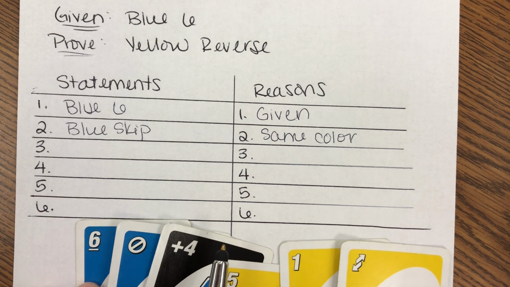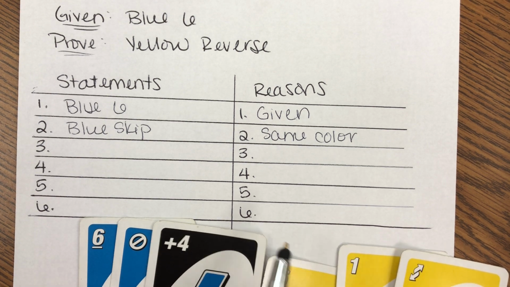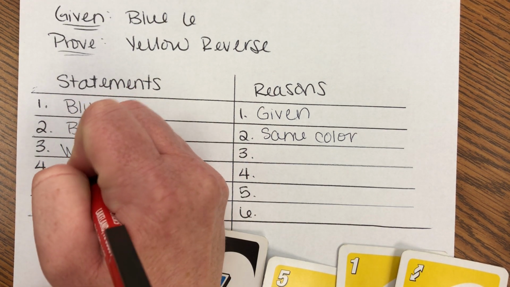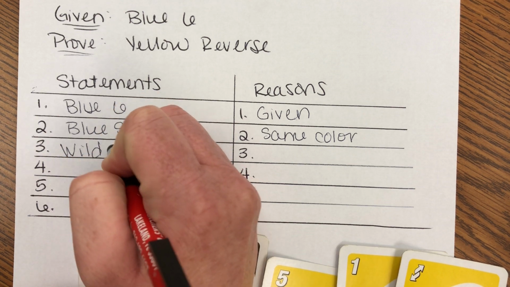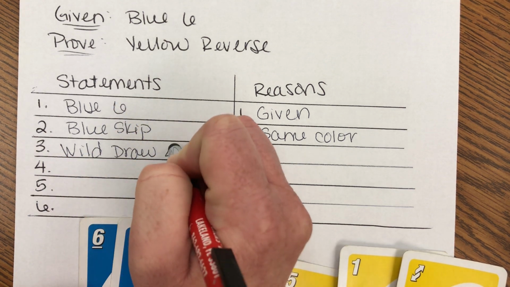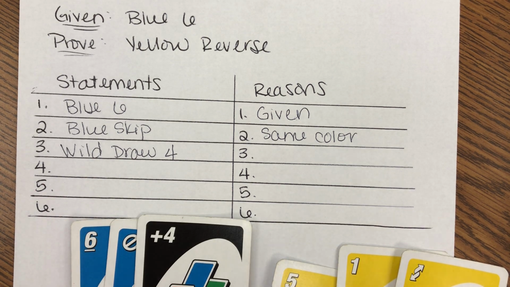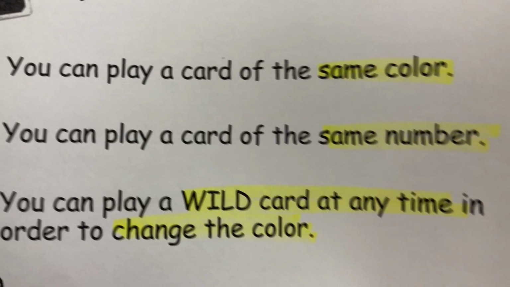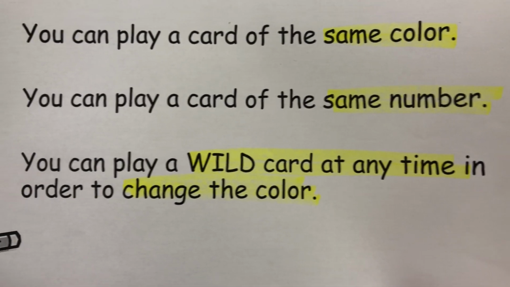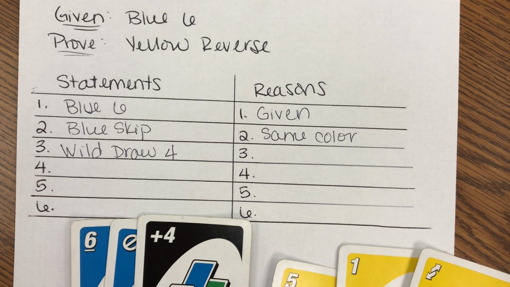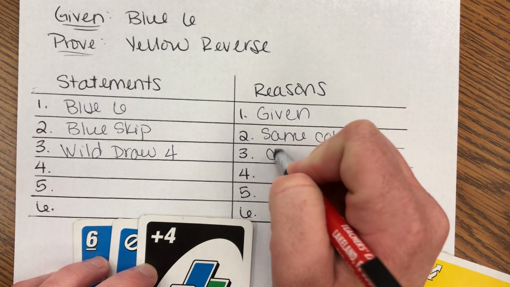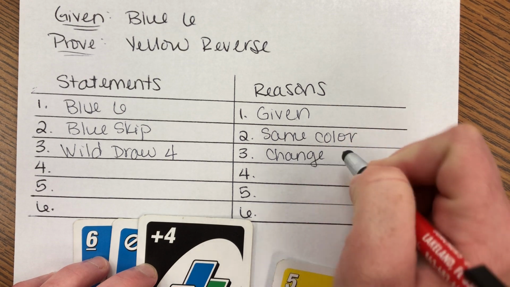Okay, what was the next card I used? The wild card. I'll say wild draw 4. Why did I use the wild draw 4? What was the rule that I had about the wild card? What does it say? I can use the wild card anytime to change the color. So I'm going to write change color.